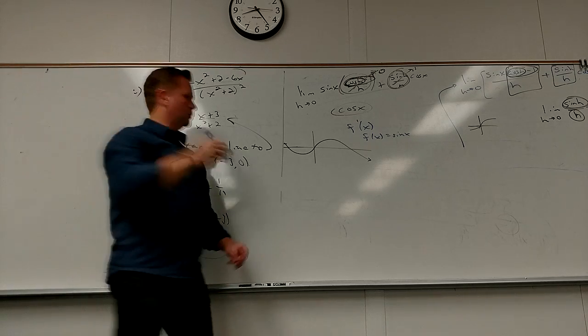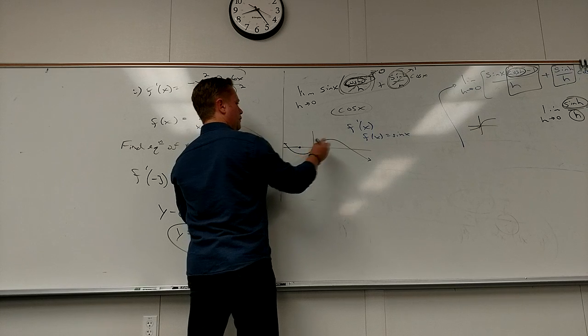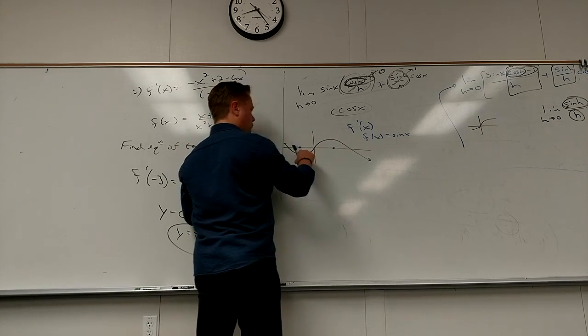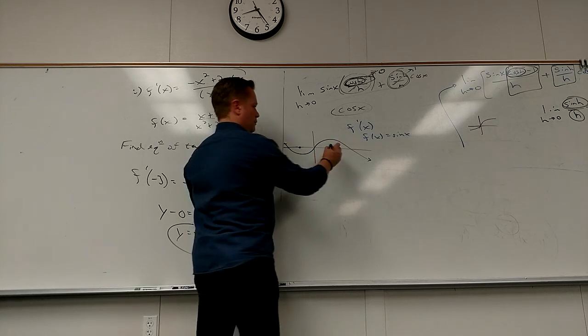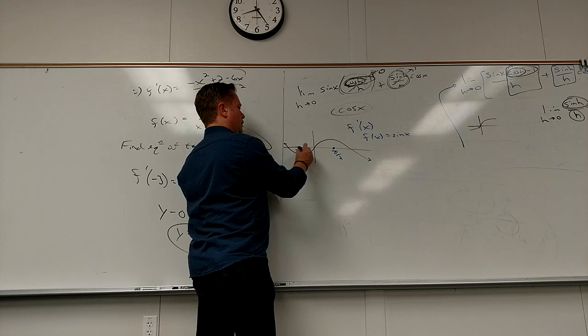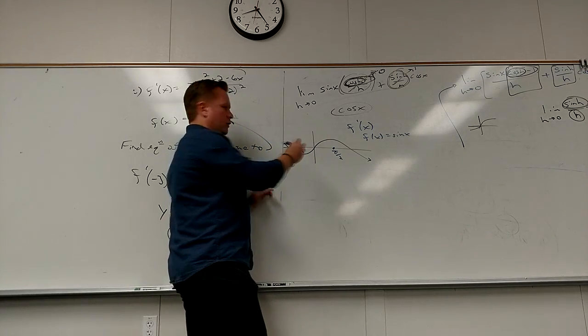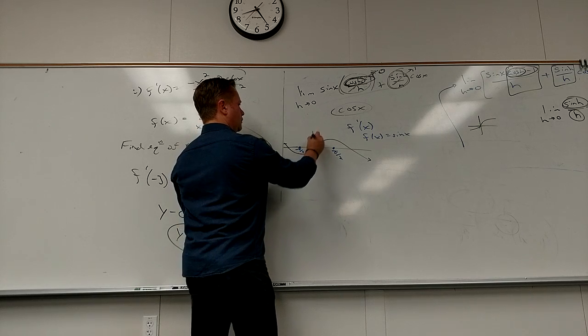0. Slope is 0 here. What point is this? Where does sine become the biggest? Pi over 2. So what's this? Negative pi over 2. I like it. What's the slope here? We were just arguing earlier that it looks like it's 1.